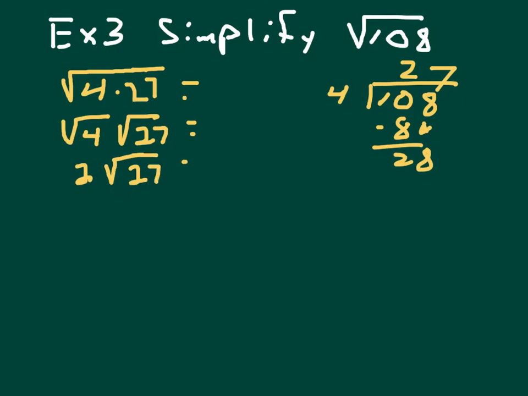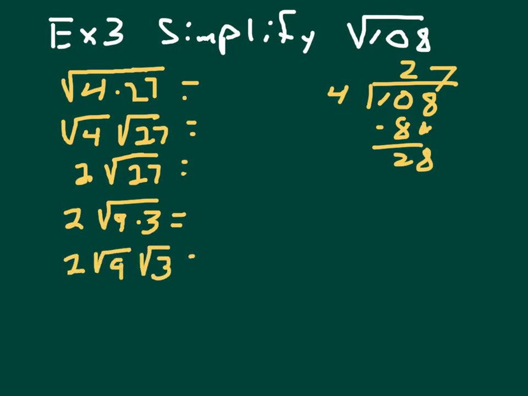But am I done? Does 27 have a factor that's a perfect square? The answer is yes, because I could write 27 as 9 times 3, which means 2 times radical 9 times radical 3. Let's see, square root of 9 is 3, so I have 2 times 3 times radical 3, but 2 times 3 is 6, radical 3, and I'm done.